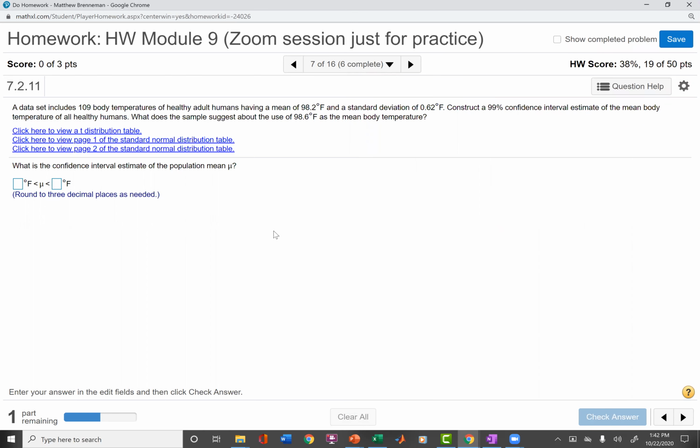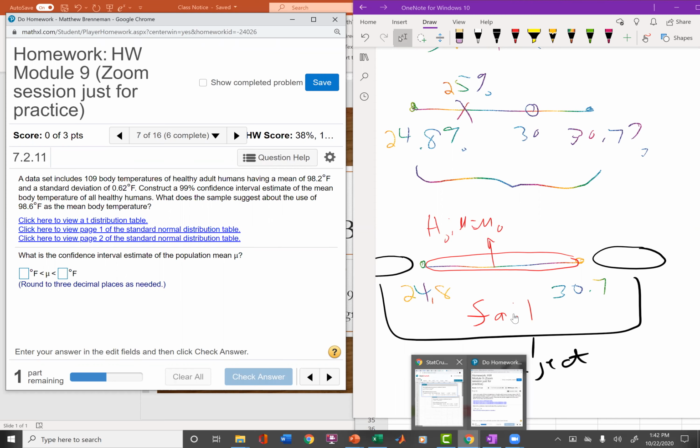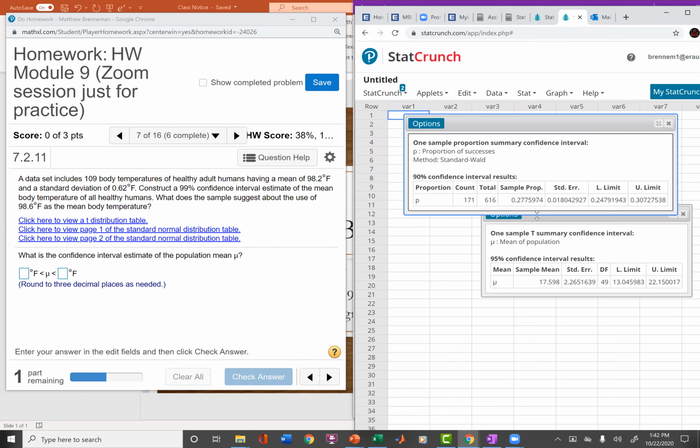Okay, this is a problem similar to the last one where we're looking at two confidence intervals and they're going to overlap. So first we have a data set that includes 109 body temperatures of healthy adult males. We'll call the mean and standard deviation. And we want to go ahead and construct a 99% confidence interval for that. Okay, so we go back to StatCrunch. And I go to T-Stats. And all I have to do is just edit it, right?